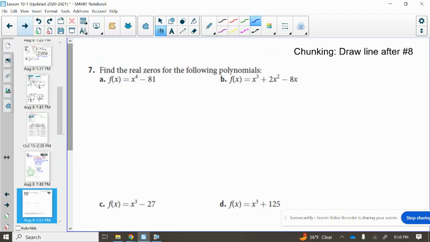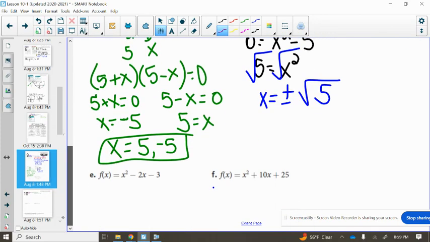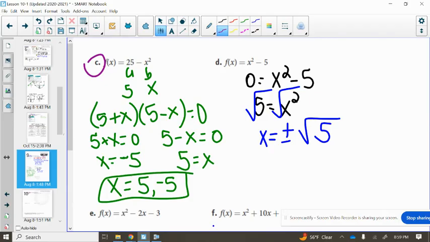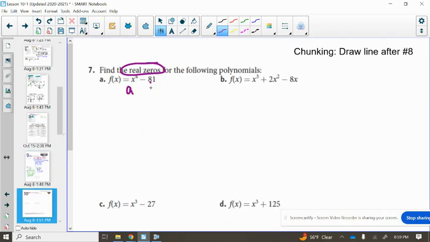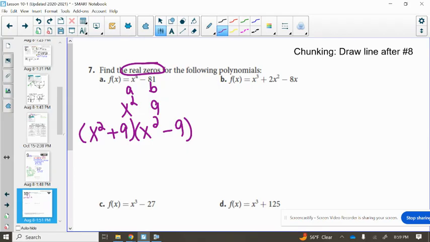All right, now notice on this next one, the instructions are still asking us to find the real zeros, but sometimes your answers aren't all the real zeros. What do I mean by that? Well, in letter A, similar to letter C here, we have another difference of two squares. We're looking for our A and our B. Well, x squared is x to the 4th. 9 squared is 81. So we would have a plus b and a minus b as our two factors.